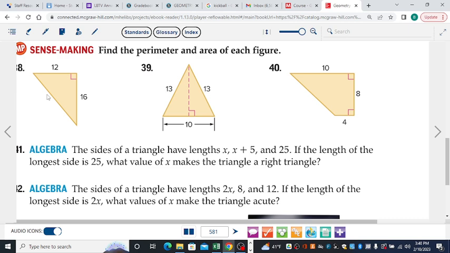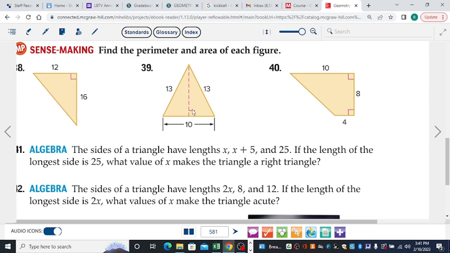Now, the area of a triangle is 1/2 base times height, and the base and height have to be perpendicular to each other. So as I look here, here's a right angle, so that means that this length and this length are perpendicular to each other. That means the base could be considered 12 and the height is 16, or vice versa. It really doesn't matter, okay?